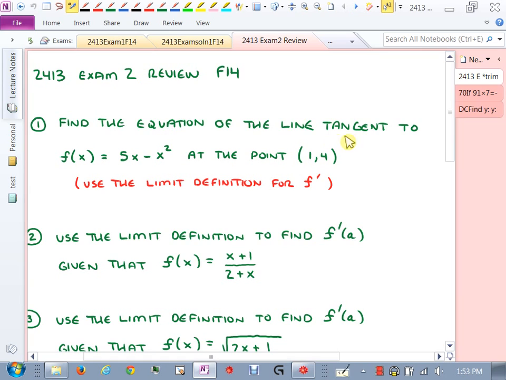Well, it has to be tangent to this curve, right? So it's got to be the derivative of this function at this particular point. So I need to find the derivative of this function. But my instructor is making me use the limit definition to find the derivative. I wish not, because the derivative is 5 minus 2x, right? And then I could just plug 1 into that, and I'd have my answer, 3. But he wants to see the limit definition.